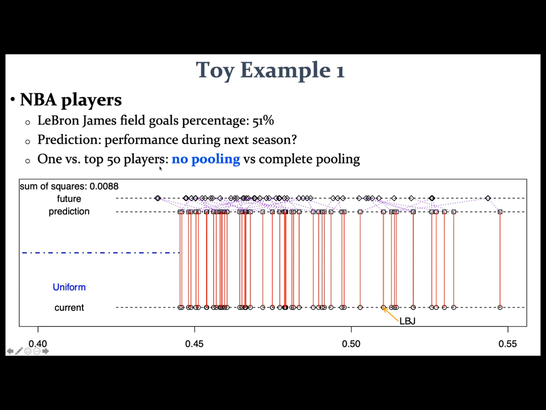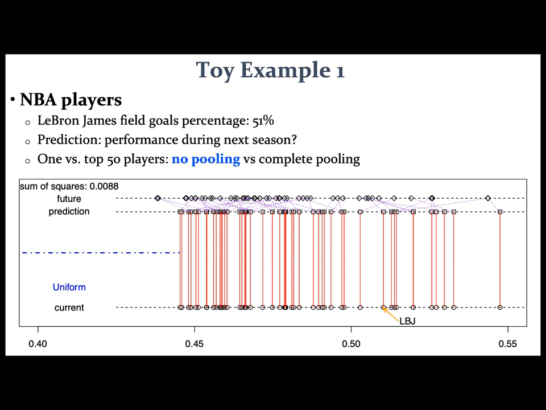If we do that, we're going to make mistakes, of course. That mistake is measured by the sum of squares, right? That means this minus the current performance is the error, and because some are positive and some are negative, we need the sum of squares. That's how we measure our prediction error. So that's the approach I call no pooling. That's one possibility. Can we do a better job?